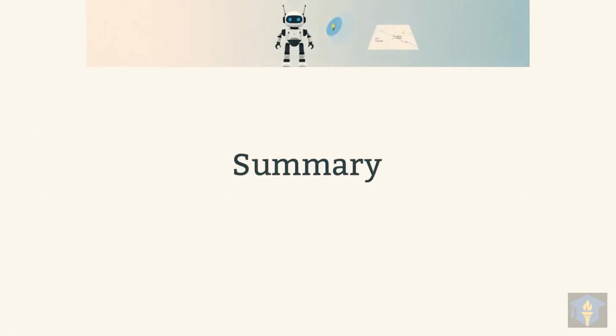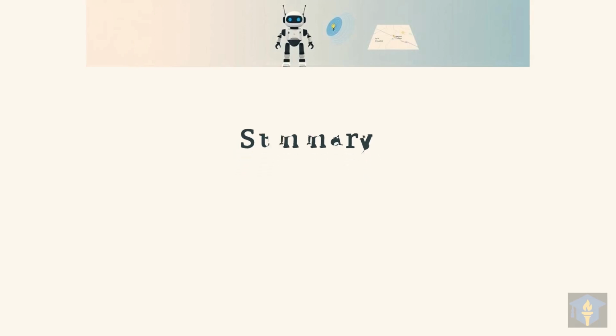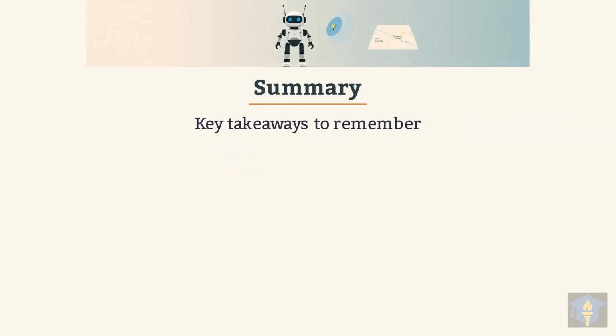All right, let's wrap up our discussion with a concise summary of the key concepts we've explored today. Here are the most important takeaways you should remember from our session on robotics and perception. Remember, kinematics focuses on robot motion, while dynamics delves into the forces and torques causing that motion.